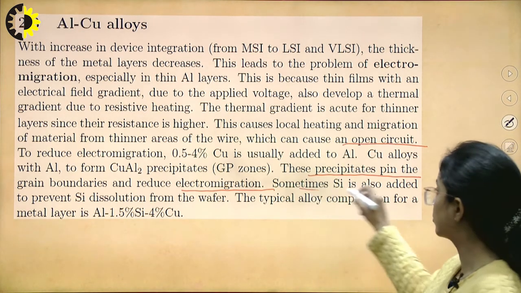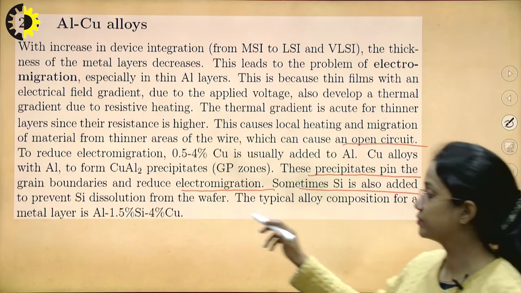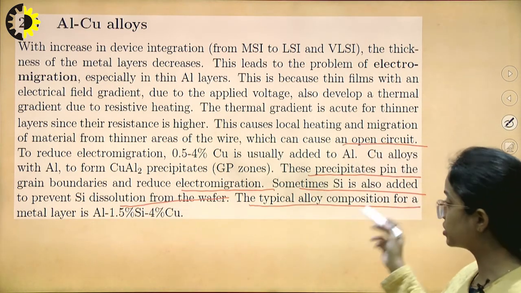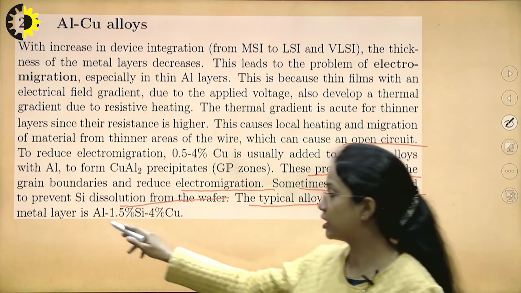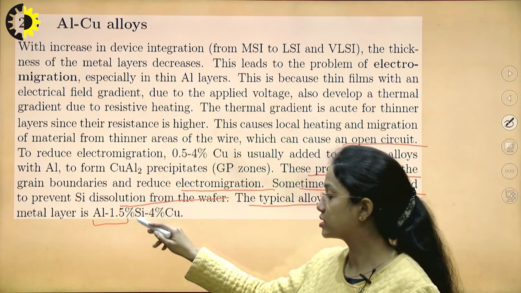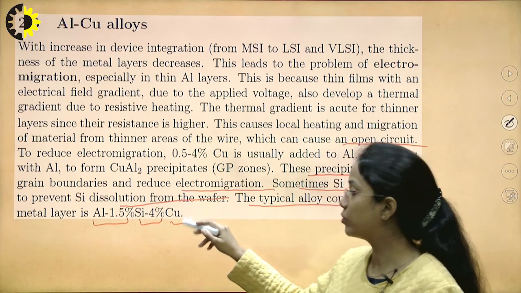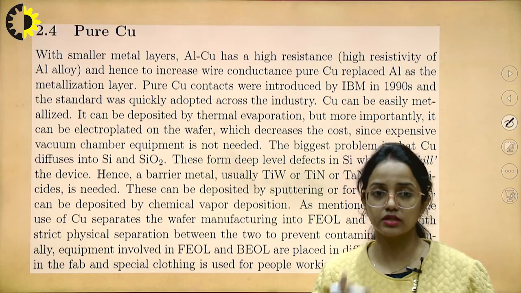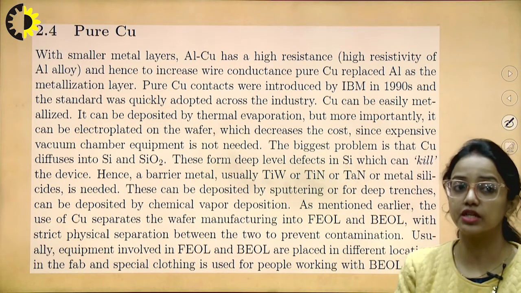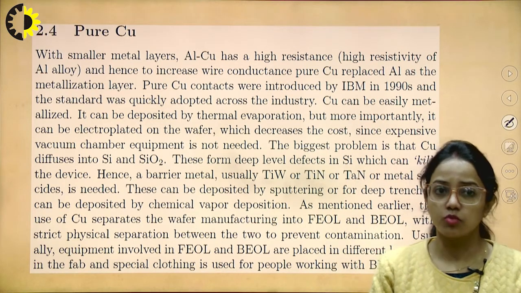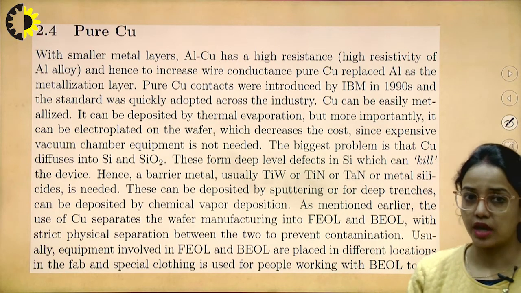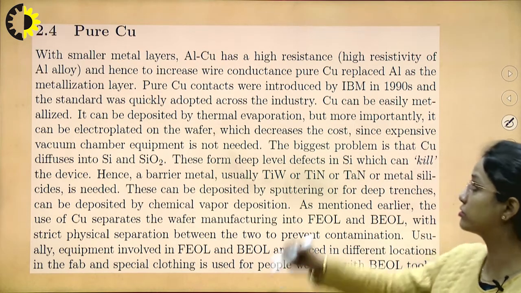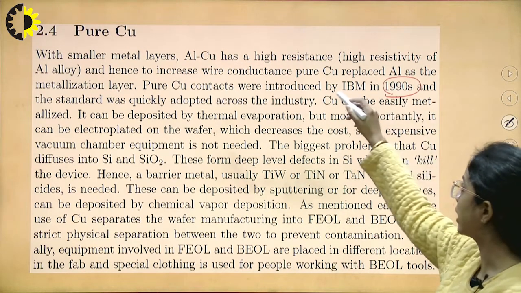So sometimes silicon is also added to prevent silicon dissolution from the wafer. The typical alloy composition for a metal layer is aluminum with 1.5% silicon and 4% copper. So next, what happens when we take pure copper? With smaller metal layers, aluminum and copper alloys have high resistance, and pure copper contacts were introduced for the first time in 1980 by IBM.